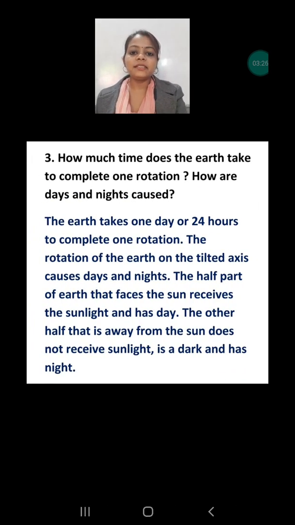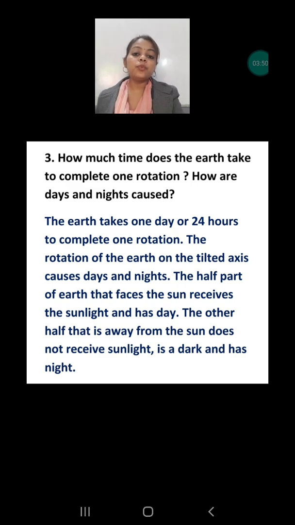Question number 3 is, how much time does the earth take to complete one rotation, and how are day and night caused? What is the meaning of complete rotation? That means if I see the earth starting from this point, it will rotate and again come to this point. So this is called one complete rotation.